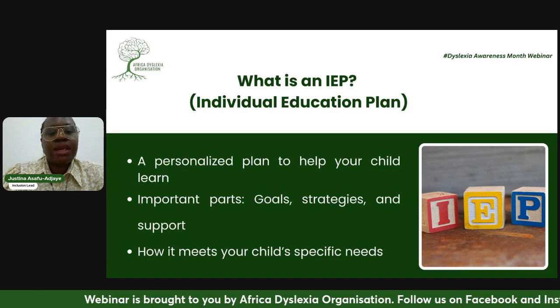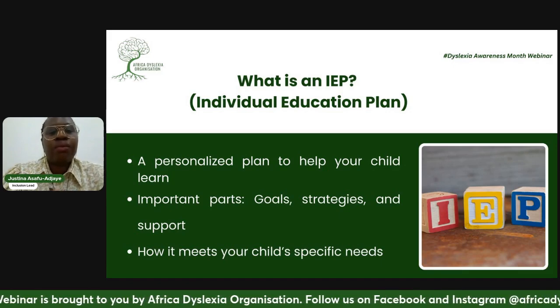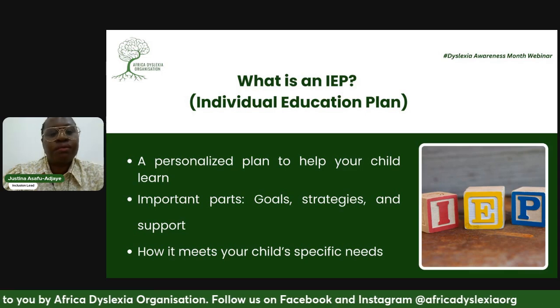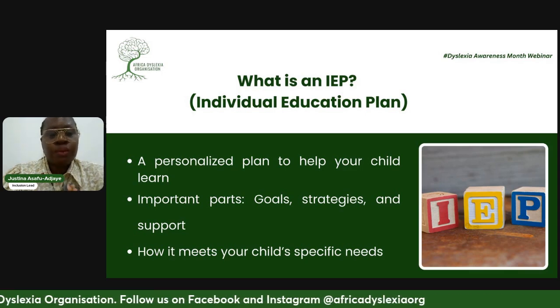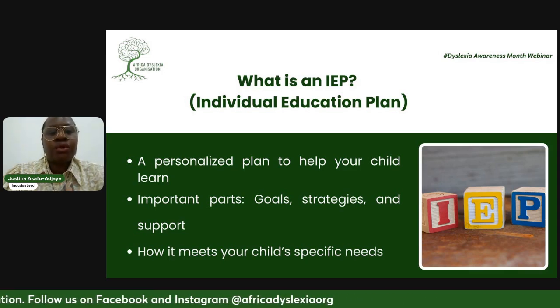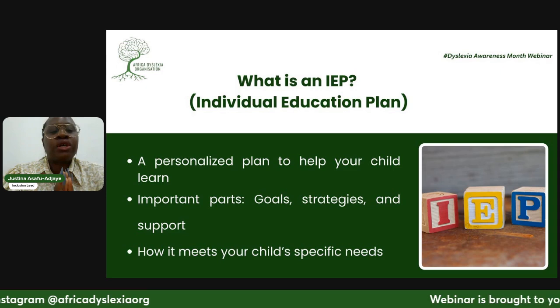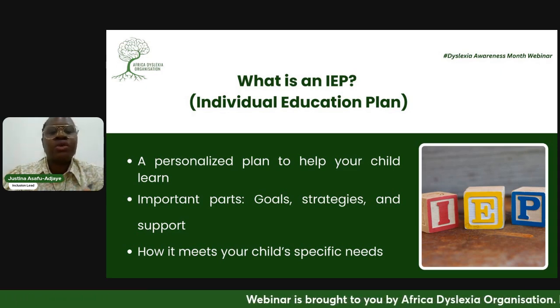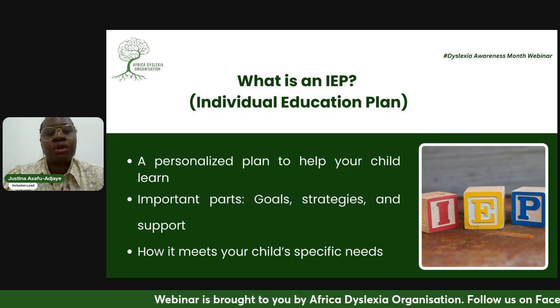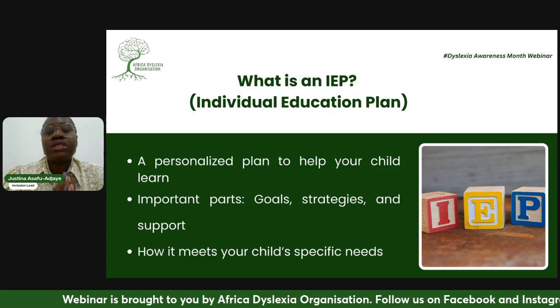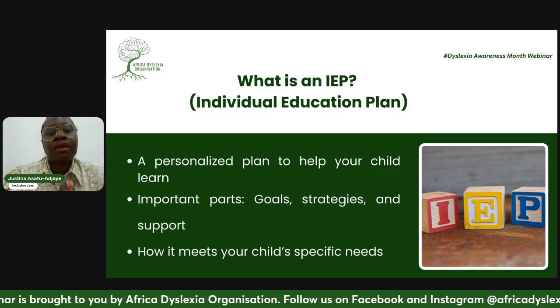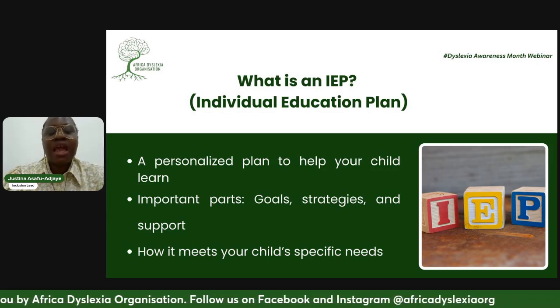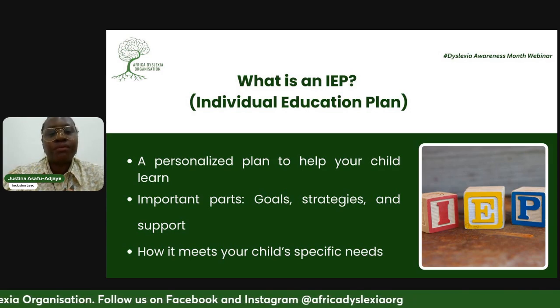It is simply a personalized plan to help your child to learn. It should be a very simple document that is understandable, with language that you can understand. If you are given a document and it has loads of words on it and you have no idea what it's talking about, ask your school to simplify it for you so that you are able to understand what it says and you are able to follow it.